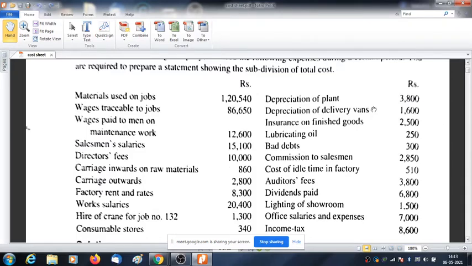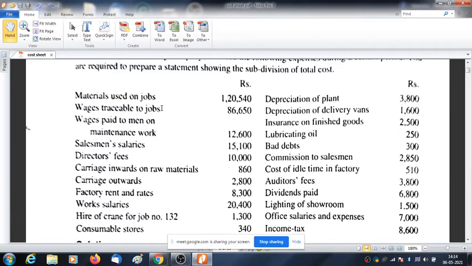Okay. Now, first, material used on job. Material used on job, it means the raw material consumed. Got it? And it is a direct material because it is directly related to that job. You agree with me or not? Tell me. Yes, sir.